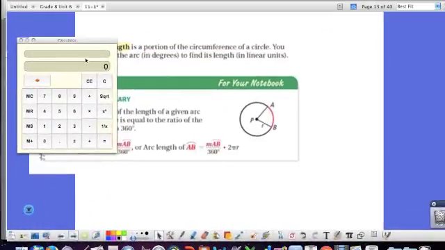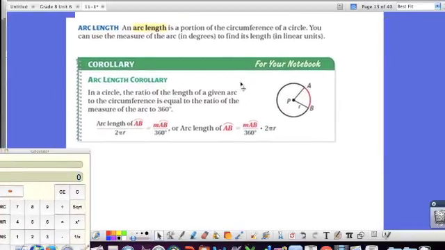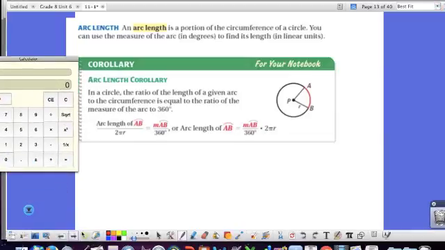We're going to talk about the arc length. So the arc length is a portion of the circumference of a circle. We did a lot in chapter 10, finding the measure of the arc in degrees. Now we want to figure out the length. So there are some formulas that we can use. To find the arc length, we're going to take the measure of arc AB out of 360. So basically, what percent of the total circle does the arc cover? And we're going to multiply it by 2 pi r, which is the circumference.